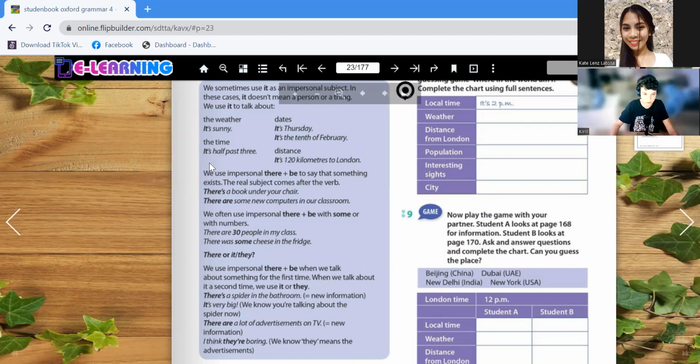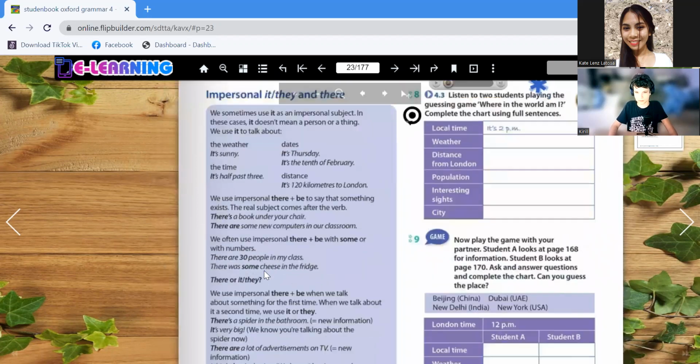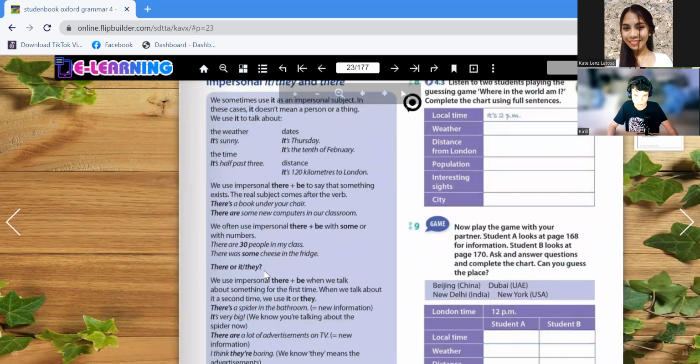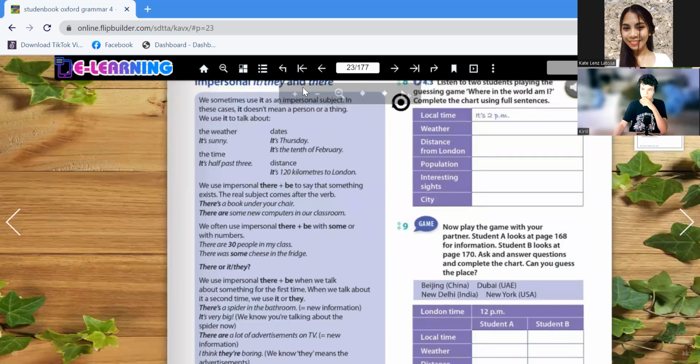Hello. Okay, so now we are going to talk about impersonal pronouns. Last time we focused on personal pronouns. Now we are going to talk about impersonal pronouns, but only three of them. I think there are more in the next lessons. So, what are the three impersonal pronouns that we're going to talk about tonight?